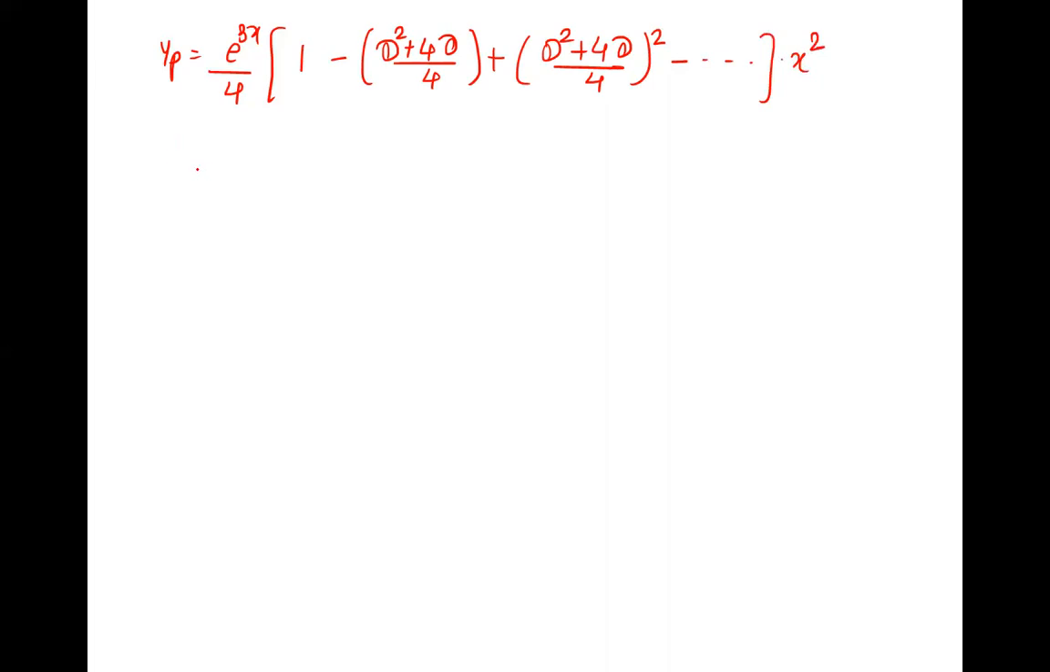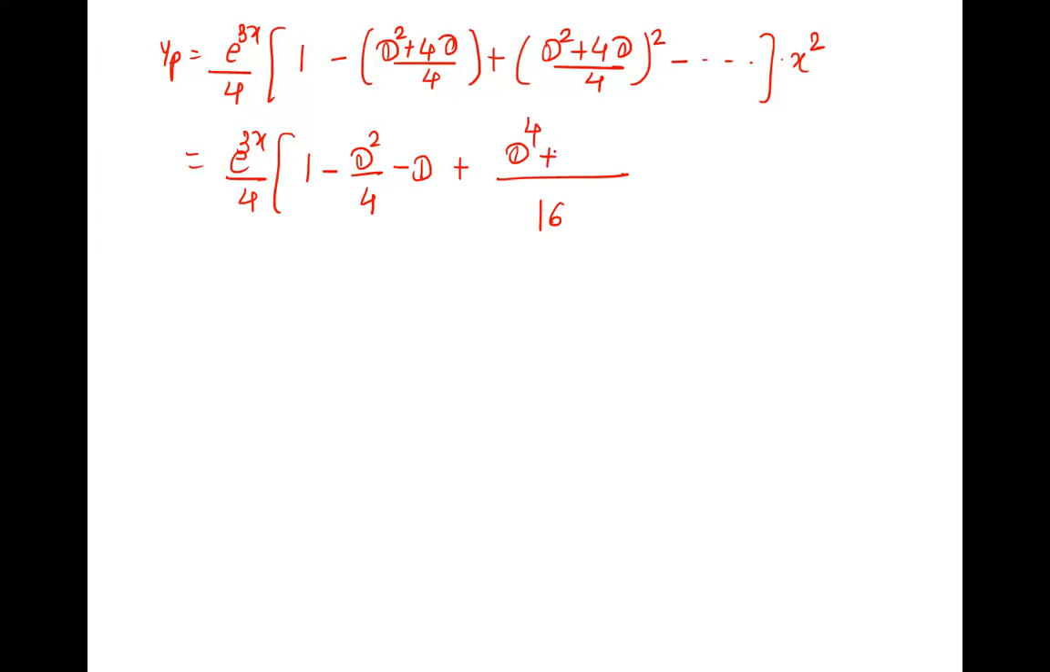Check whether it is written correctly, otherwise everything will go wrong. Yes, correct. Okay, good. So it is e raised to 3x by 4. Open it. 1 minus d square by 4 minus plus minus 4 by 4 cancel d plus you have to take the square, 16 square is numerator, square is d raised to 4.